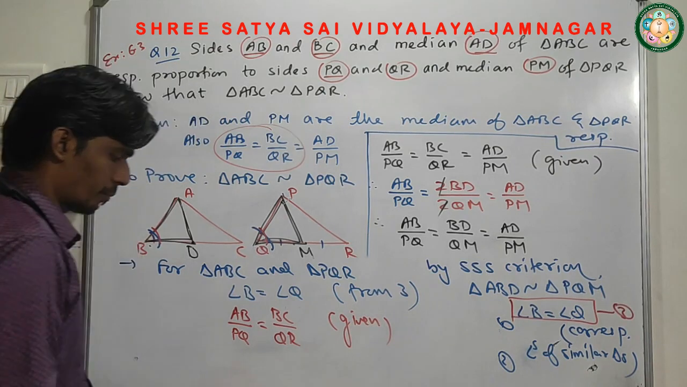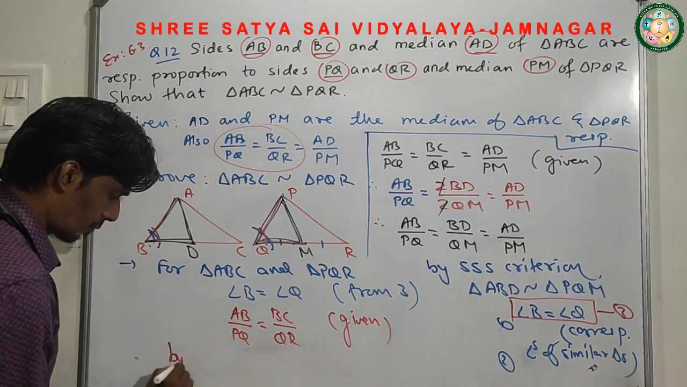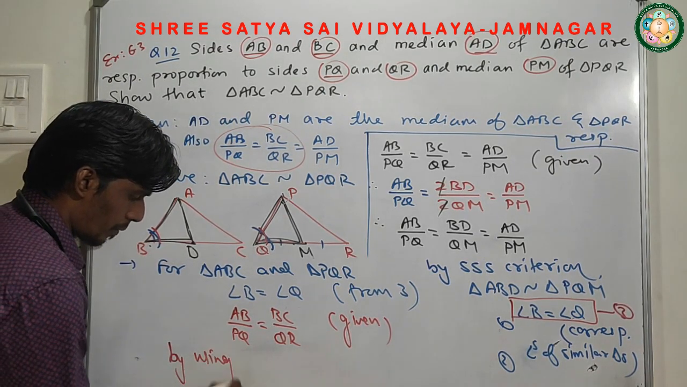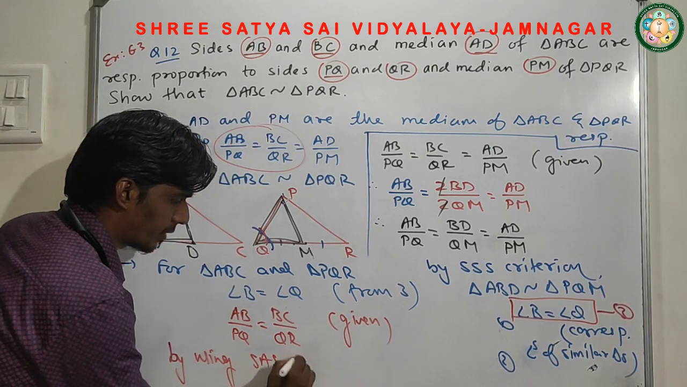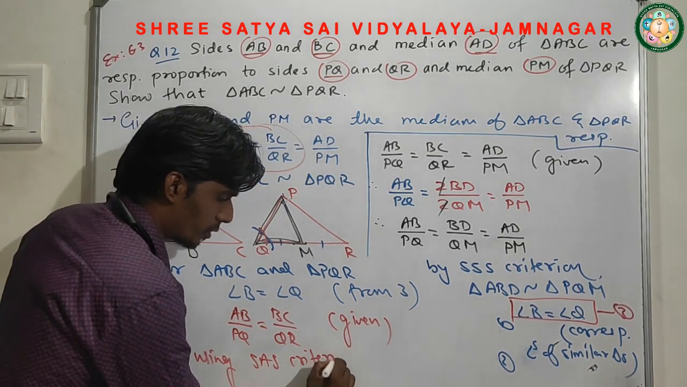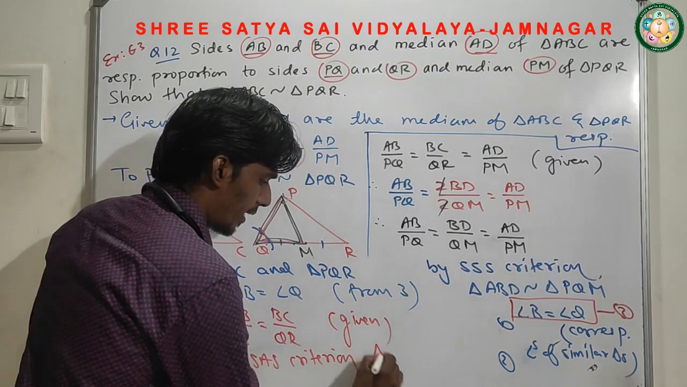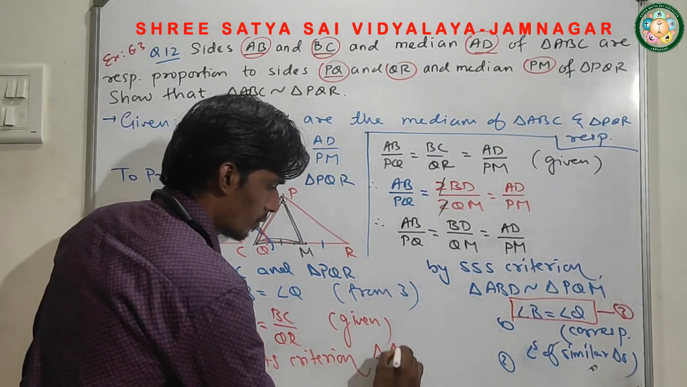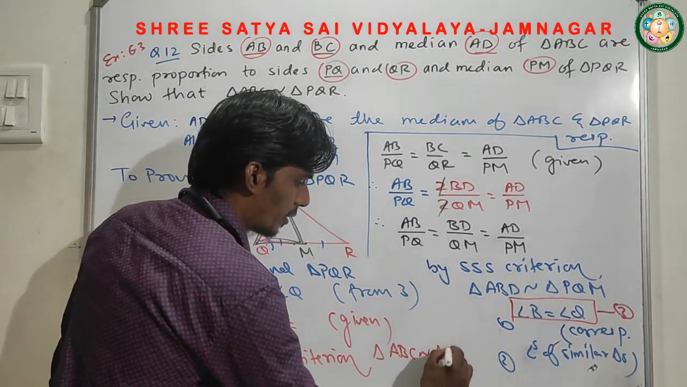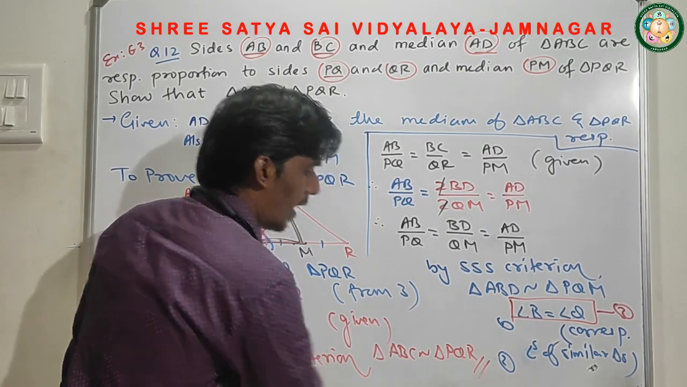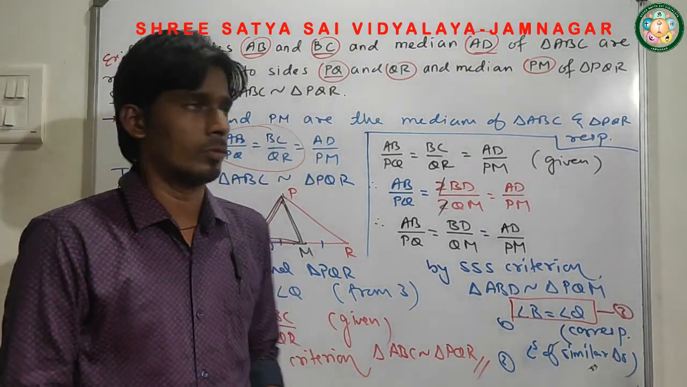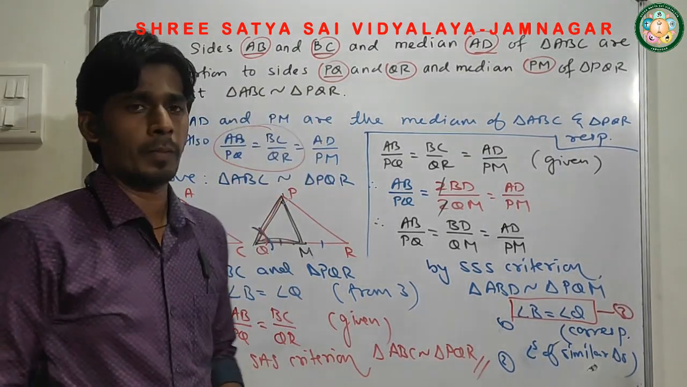So from this and this, by using side angle side criteria for similarity, triangle ABC is similar to triangle PQR. So this is the way we are going to prove triangle ABC is similar to PQR.